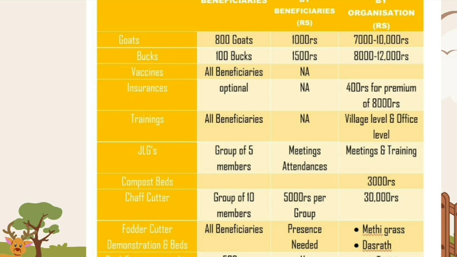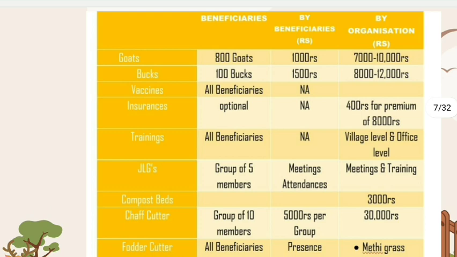10% of the whole project cost is incurred by the beneficiaries, whereas 90% of the whole cost of the project is contributed by the organization itself. Let's take an example of a goat. One goat on an average costs near about 10,000 rupees. Here 10% of 10,000 is 1,000 rupees. So 1,000 rupees will be incurred by the beneficiary, whereas the rest of the amount, that is 9,000, will be contributed by the organization itself.